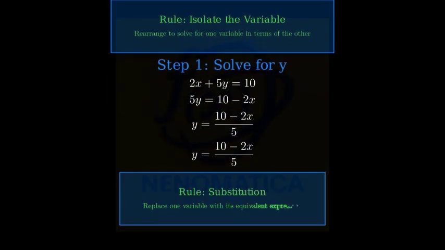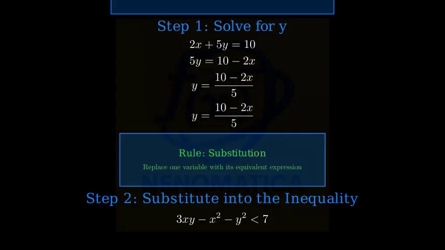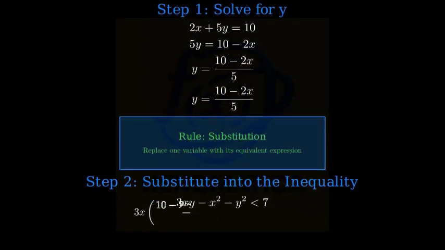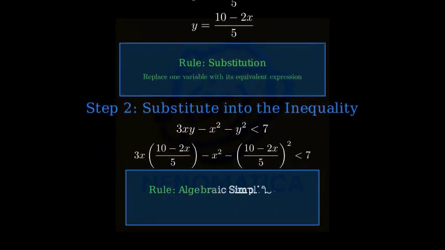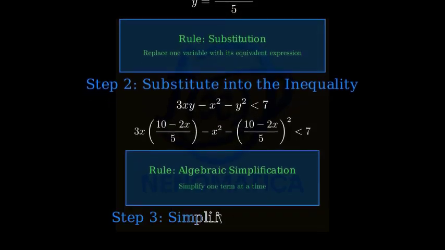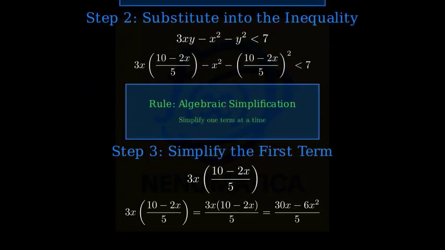Remember, the inequality we need to prove is 3xy minus x squared minus y squared is less than 7. Let's replace y with the expression 10 minus 2x, all over 5. Let's simplify this step by step. First, let's calculate 3x times the expression for y. We have 3x times the fraction 10 minus 2x over 5. This simplifies to 3x times 10 minus 2x, all over 5, which equals 30x minus 6x squared, all divided by 5.